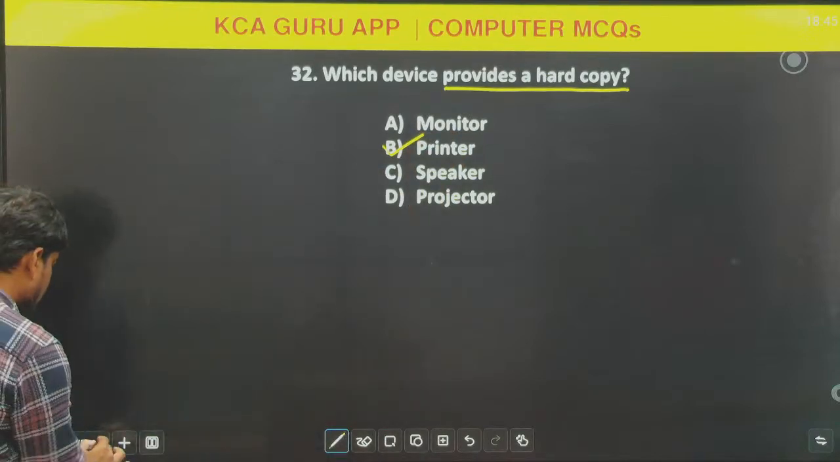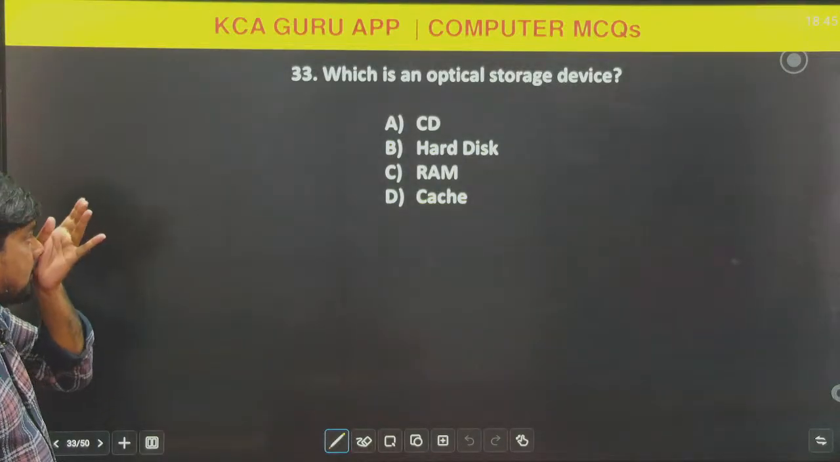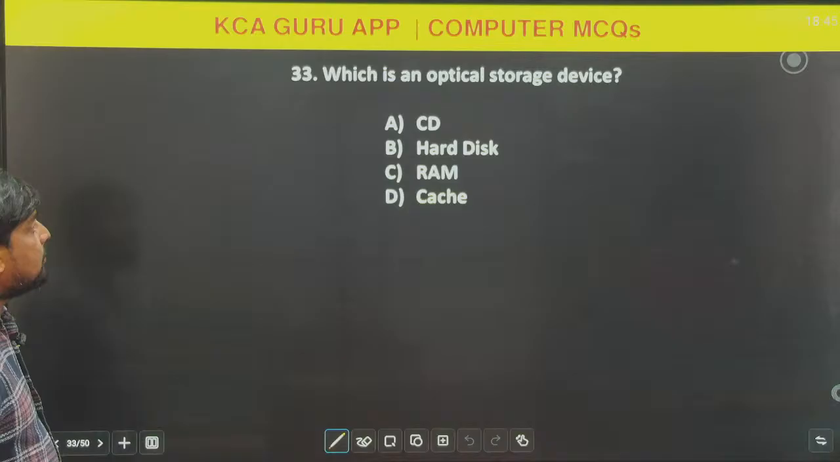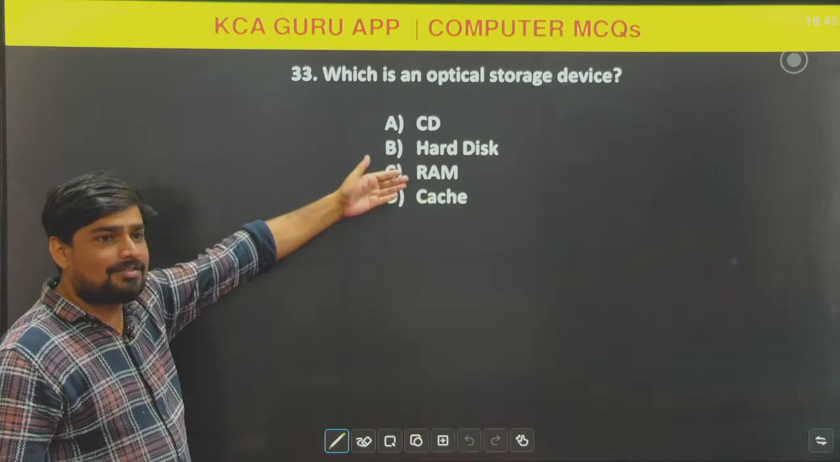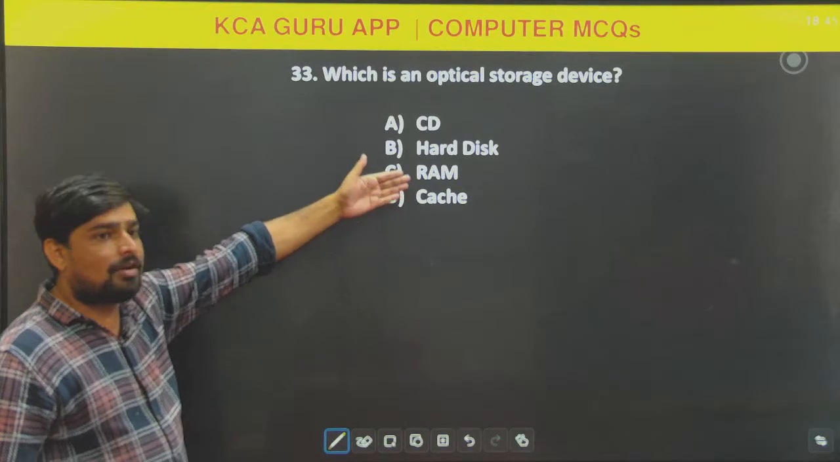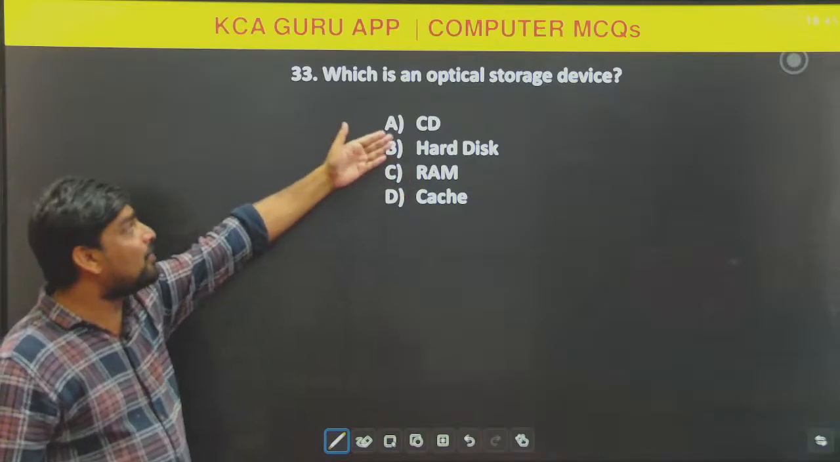So next thing is, which is an optical storage device? CD, hard disk, RAM, cache. So see here, hard disk, RAM, cache memory, they are already inbuilt in the computers. But CD is the optical storage device.